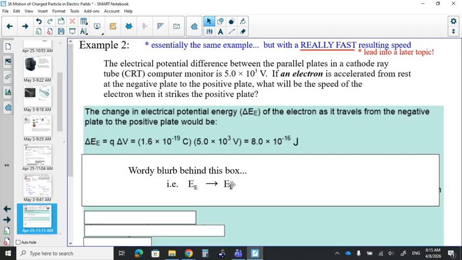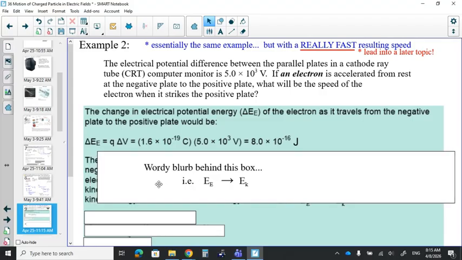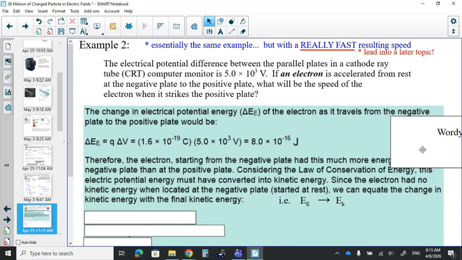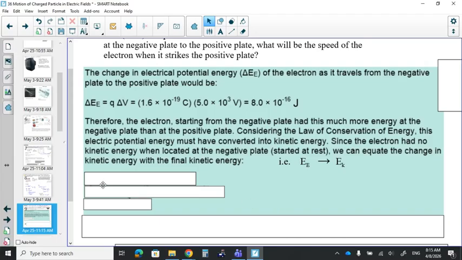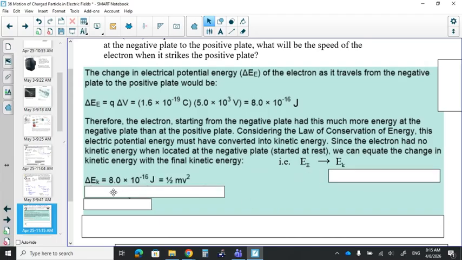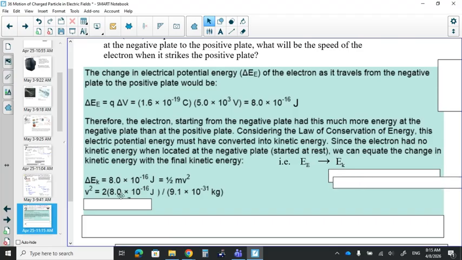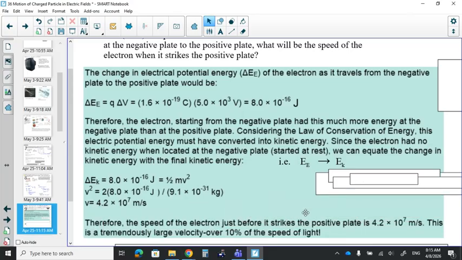This blurb here essentially just says that electric potential energy is transferring to kinetic energy. I should have had deltas in there, but I'm just saying it verbally instead. So that's what that blurb is saying. And so really we're just setting those equal, right? Setting that to be the case. We get that amount of energy. That's our kinetic energy. And boom, boom, boom, we just solve for v. Okay, so we get our speed.